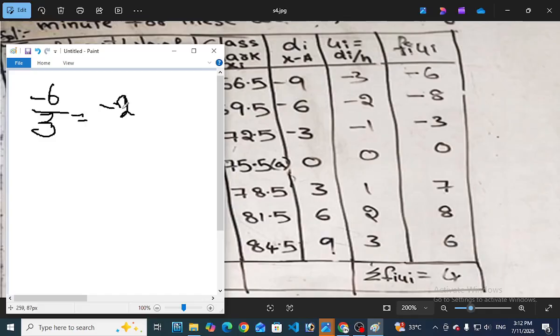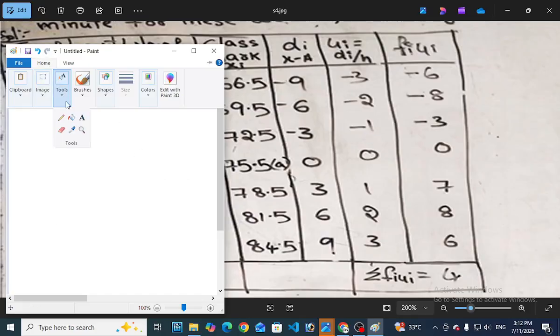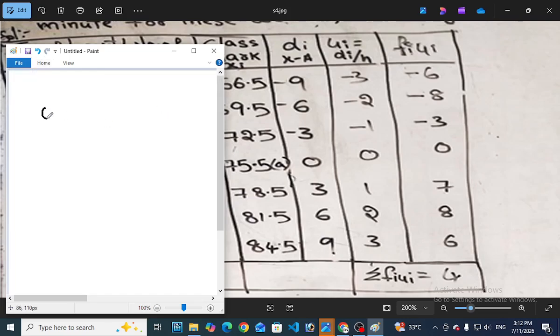The next class step deviation is minus 2, and next, minus 3 by 3 is equal to minus 1. So minus 1 is the next class deviation. Like that, go for the next class deviation. The next class step deviation is 0 by 3, which is equal to 0.